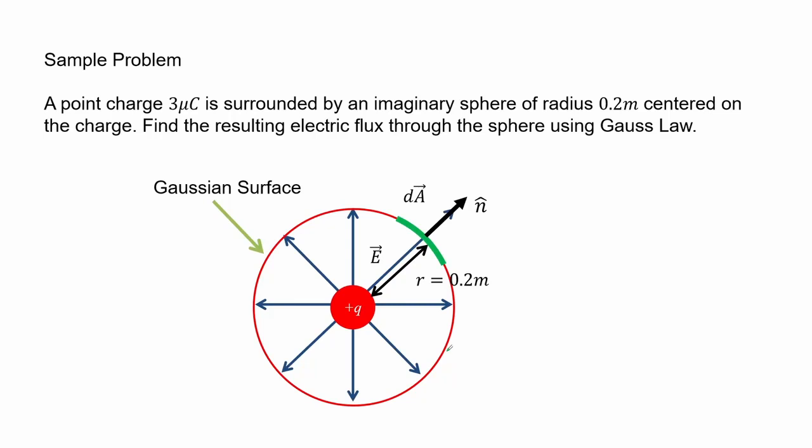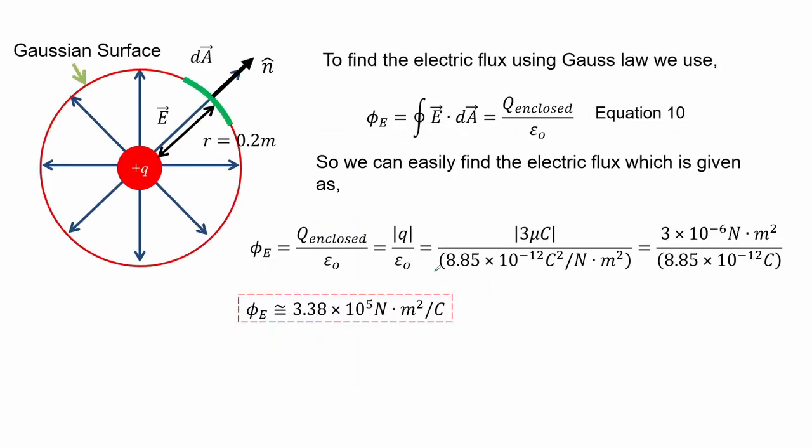Sample problem. A point charge Q equals 3 microcoulomb is surrounded by an imaginary sphere of radius 0.2 m centered on the charge. Find the resulting electric flux through the sphere using Gauss' law. To find the electric flux using Gauss' law, we use equation 10. So we simplify and solve for the flux, since it is reduced to the absolute value of the charge enclosed over a constant. We see that it results in a value that is about 3.38 times 10 to the power of 5 newton meter squared per coulomb.